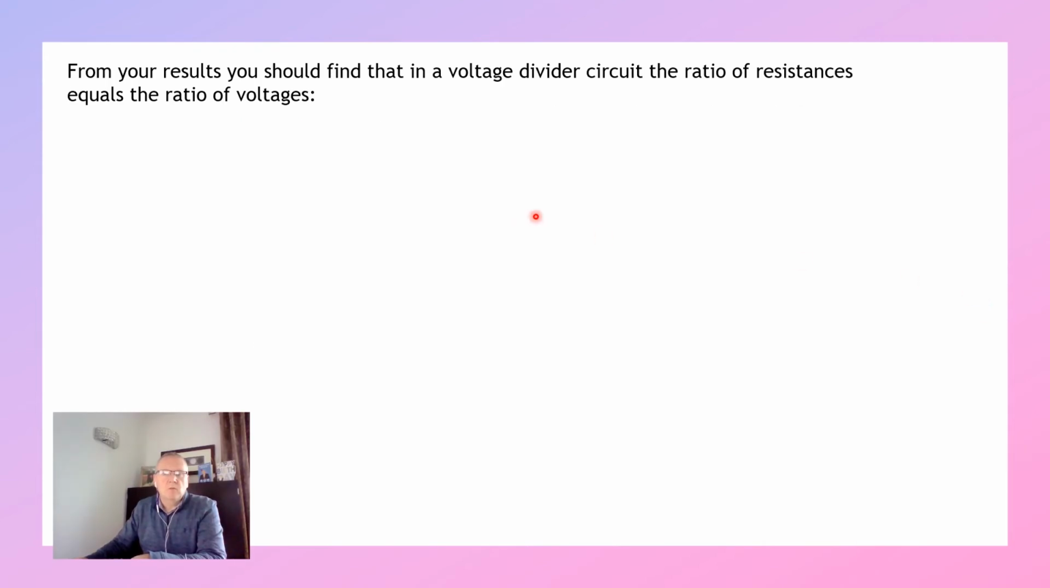So from your results, there should be a simple relationship you find, that the ratio of the resistances equals the ratio of the voltages. In other words, this relationship here, which you'll find in your formula sheet, your relationship sheet again. So R1 over R2 equals V1 over V2. In other words, the voltage splits up in the ratio of the resistors.